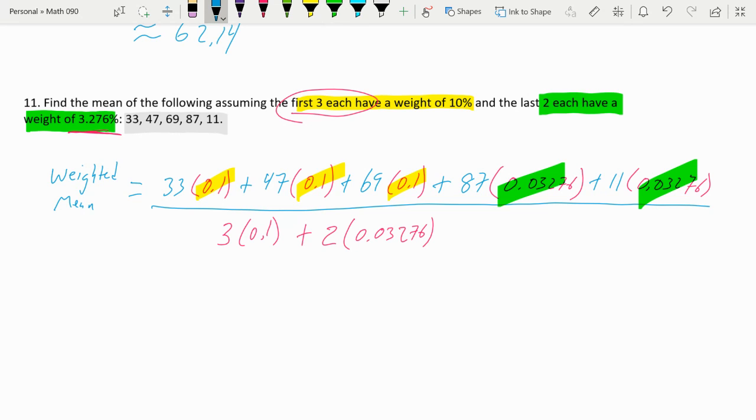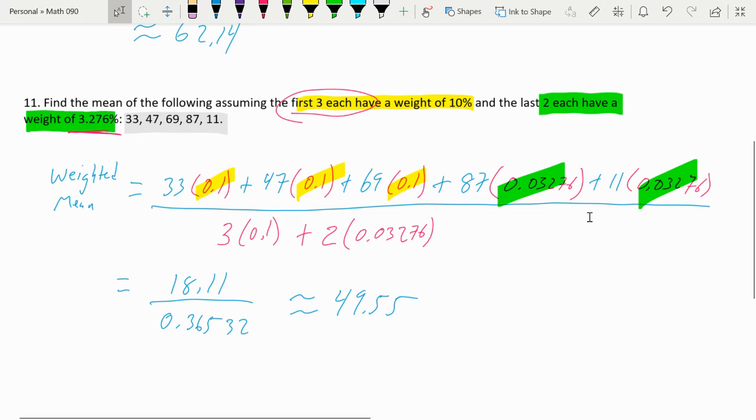And again, I just grabbed my calculator. For the numerator, I ended up with 18.11. The denominator, I ended up with 0.36532. And then when I put this into my calculator, I ended up with approximately 49.55. So hopefully that helps you remember how to do these problems.